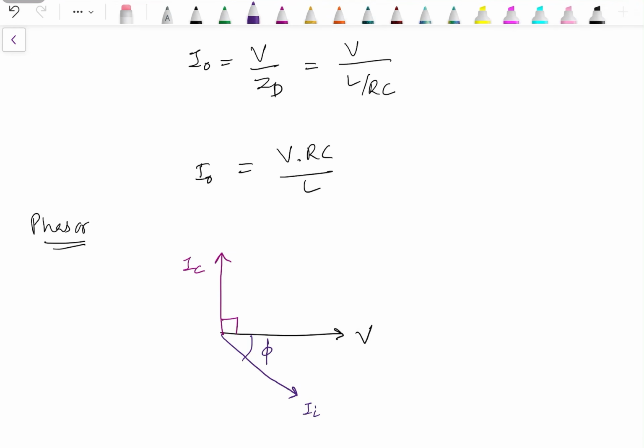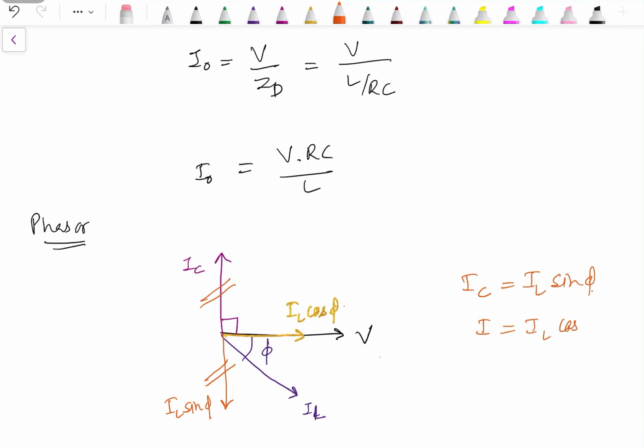This is IL. This IL will have two components, IL cos phi and IL sin phi. IL cos phi is in the same phase with the voltage, which represents the resonant condition. It means IL sin phi and IC cancel out each other. IC is equal to IL sin phi and I is equal to IL cos phi, which is in the same phase with the voltage.